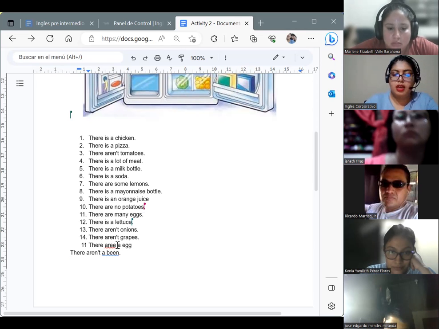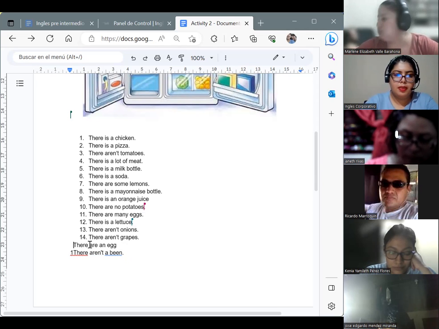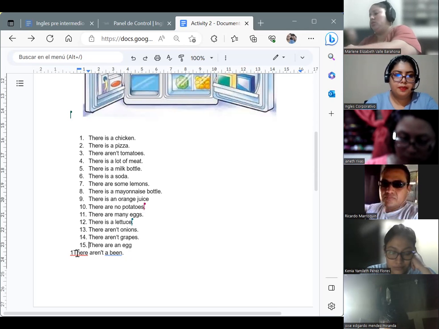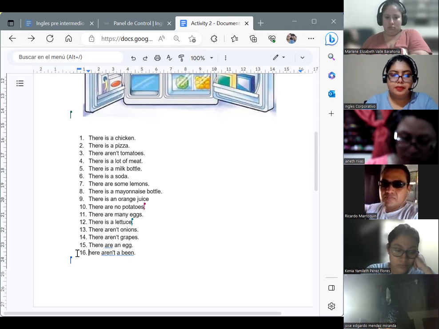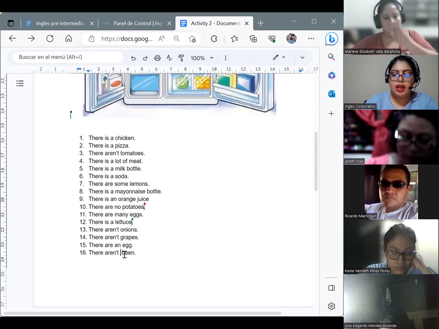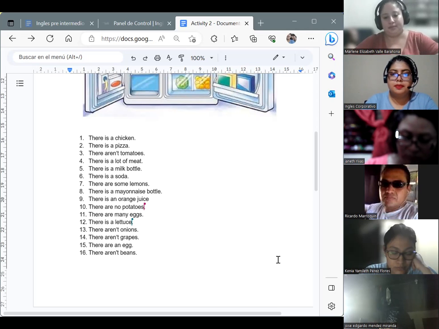There are an egg. In this case, we need to change this one. And I'm going to put 12 here, but I'm going to change this, and this is 16. There aren't beans. I think you're talking about frijoles. Like this.